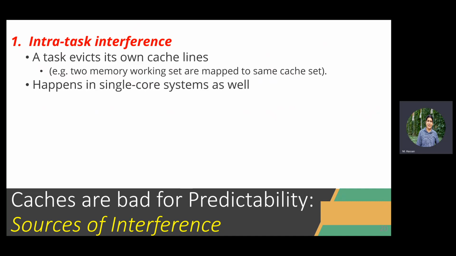In intra-task interference, a task evicts its own cache lines, right? So if a cache is full and you access a cache line, you have to bring it from the main memory and put it in the cache, but that evicts something else, right?